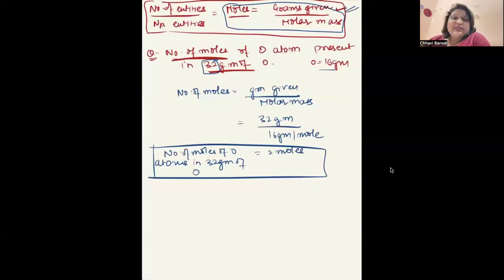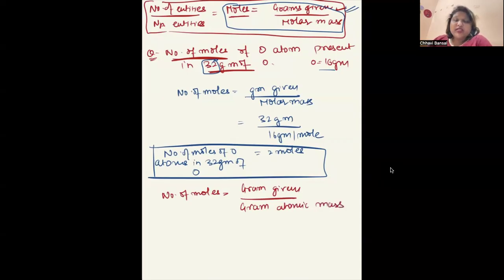Now, in this formula, instead of using molar mass, we can use different things also. For example, number of moles is equal to gram given by gram atomic weight or gram atomic mass. You remember when we were talking about molar mass, the mass of 1 mole of the atoms and all that? At that time, I also told you the molar mass is also equal to gram atomic mass. Okay? If we are talking about the number of moles of atoms.